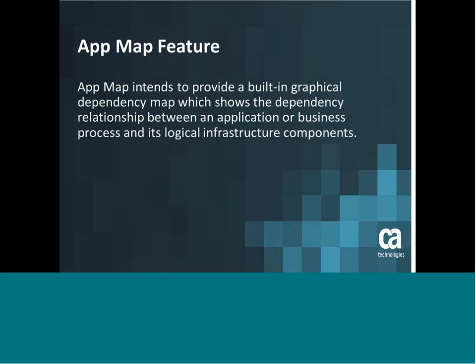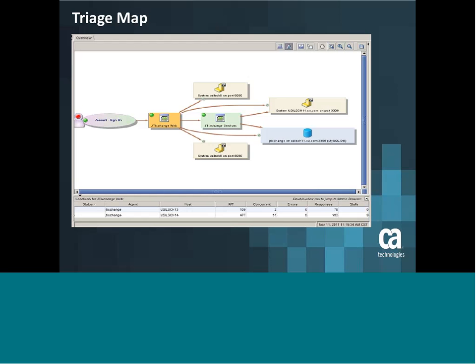Let's jump to it. AppMap features. AppMap, you guys know what the AppMap is, right? It provides a built-in graphical dependency map which shows the dependency relationship between an application or business process and its logical infrastructure components. I'm sure you guys have seen this. I'm going to fly through this because the bulk of it is on the lab. This is the typical triage map. Those are nodes, right, and the lines connected to it.